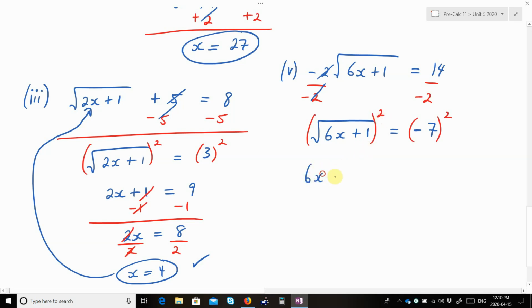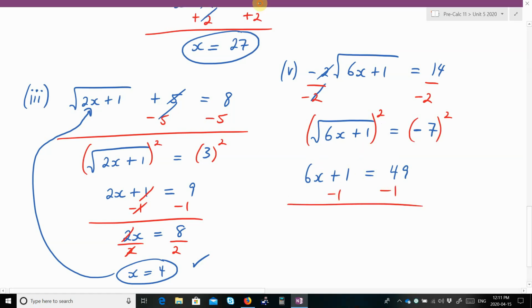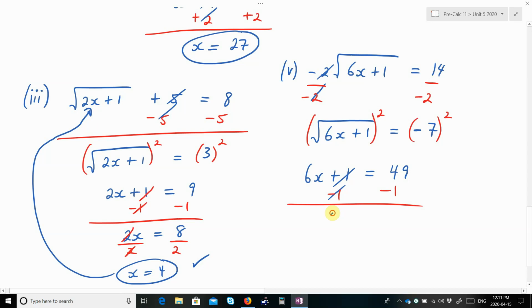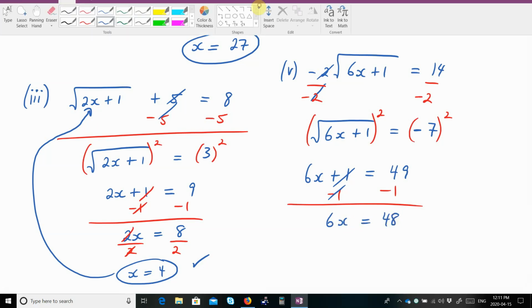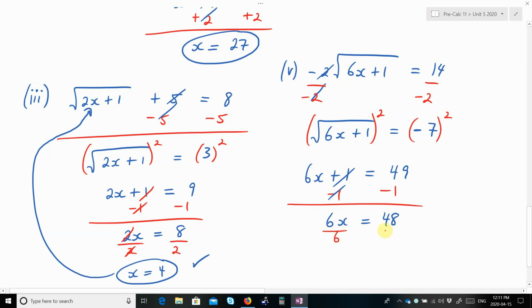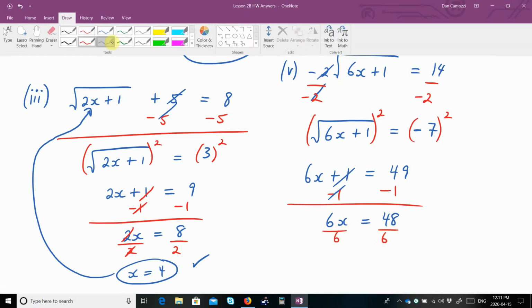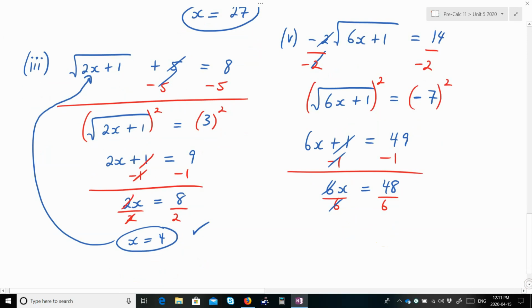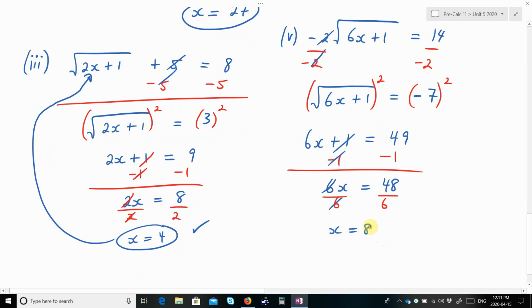Squaring a square root undoes those two operations. So we have 6x plus 1, and then notice that negative 7 squared would be the same as positive 7 squared, 49. So that's why we can end up getting extraneous roots. We can then solve this. 6x is equal to 49 minus 1, which is 48. Divide both sides by 6. And we get x equals 8.